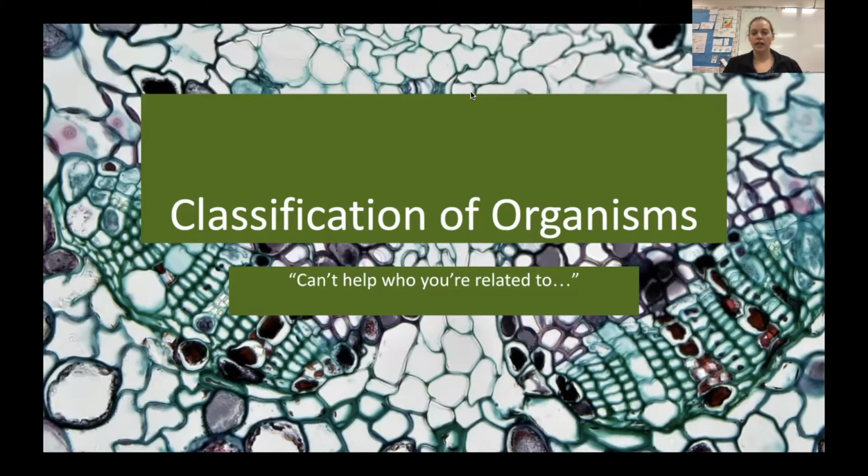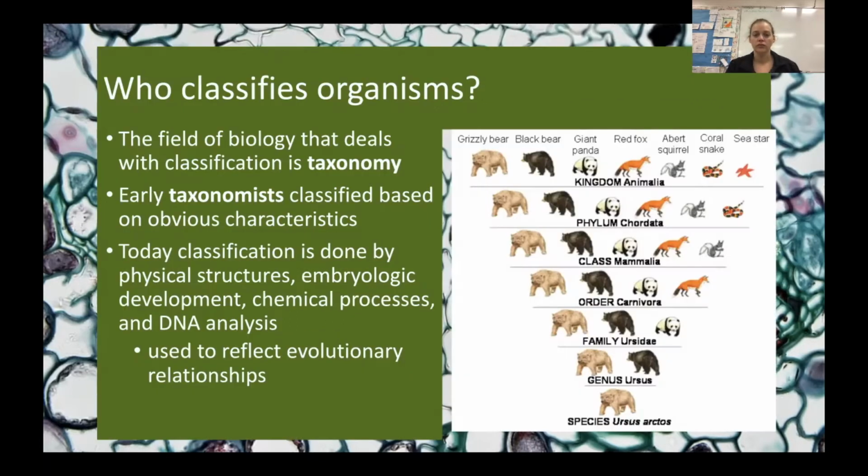So now we're going to look at how organisms are classified and how these relationships are expressed. The field of biology that deals with classification is called taxonomy, and the scientists that sort these organisms into groups are called taxonomists. The original taxonomists just basically looked at physical characteristics to put organisms into groups. For example, mammals have fur, so they should all be grouped together. Birds have feathers, they should all be grouped together.